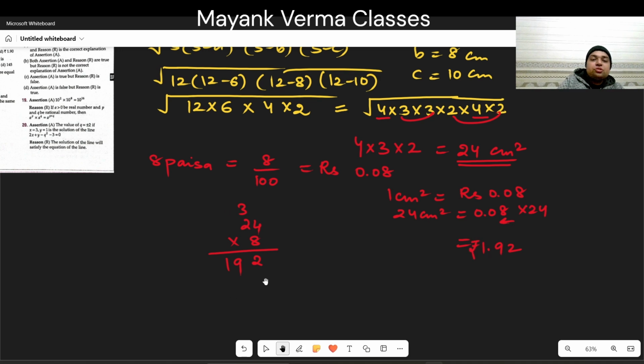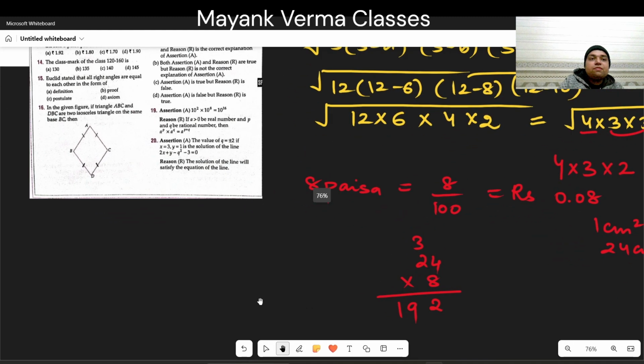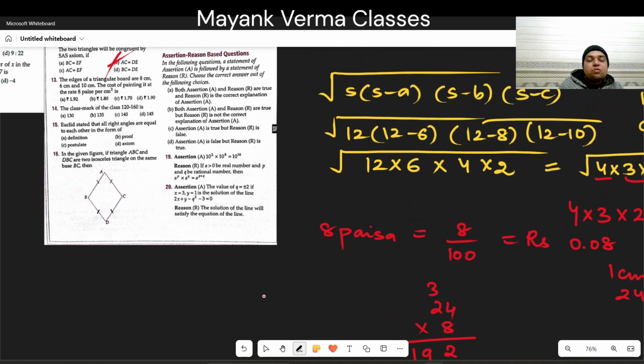So which option should be correct here? 1.92. So let's see carefully here. So option A will be the correct option.